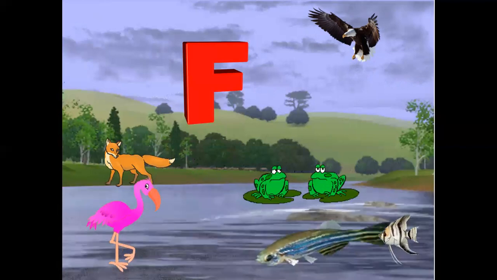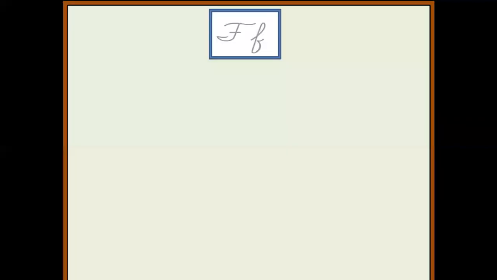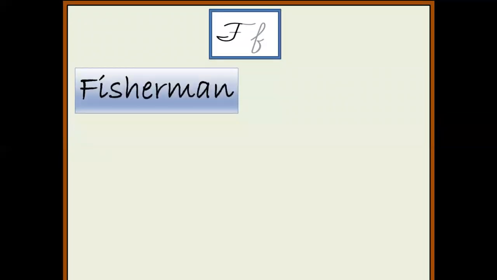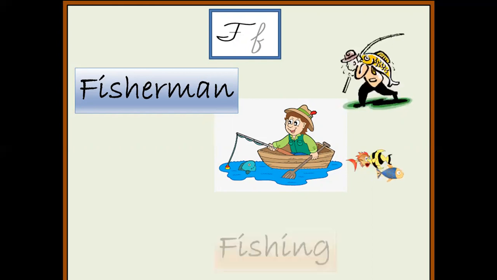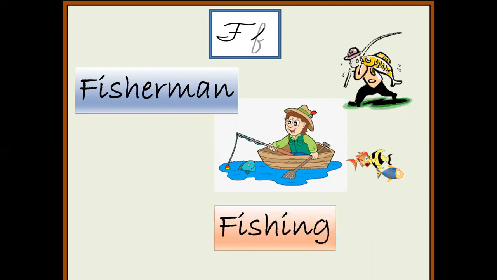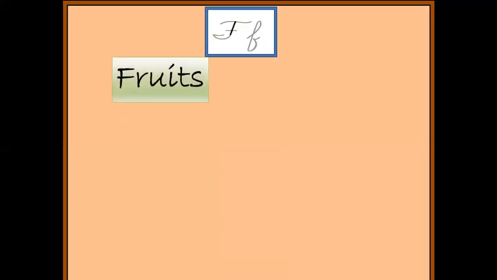Flamingo. Flamingo. Let's learn some more words of sound F. Fa. Fisherman. Fisherman. Now see carefully what this fisherman is doing. See what he is doing? Fishing. Fishing. Fa. Fisherman is fishing. Next. Fa.